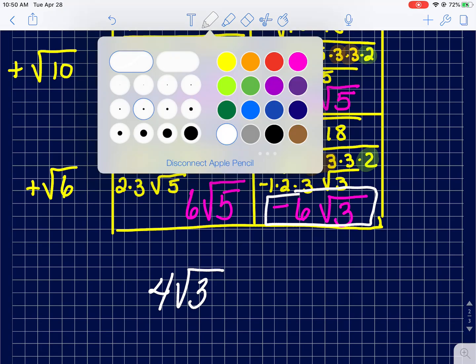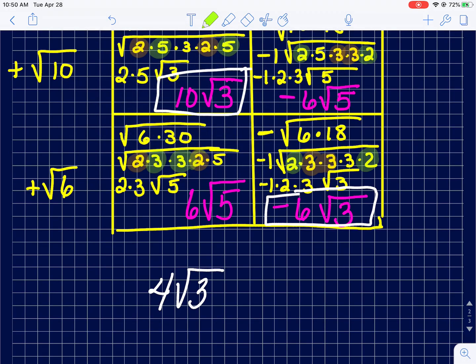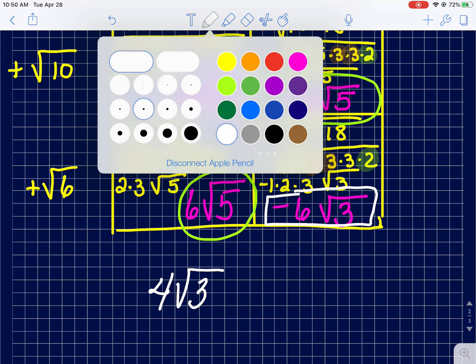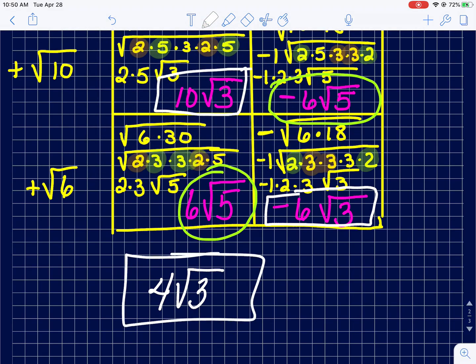We can also combine, let me find another color that works here. Okay, we'll use that. We can also combine positive 6 root 5 and -6 root 5. Well, if we have 6 root 5 and we take away 6 root 5, we have 0. And so there's nothing. The final answer is simply 4 root 3. I love when they work out like that. Okay?